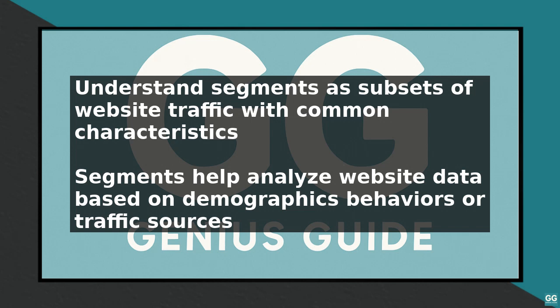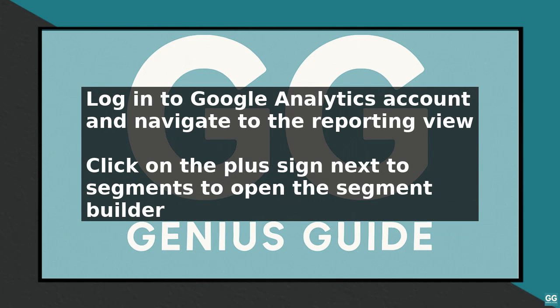First, log into your Google Analytics account and navigate to the reporting view where you want to apply the segment. Click on the plus sign next to the word segments at the top of the page. This will open the segment builder where you can create a new segment.